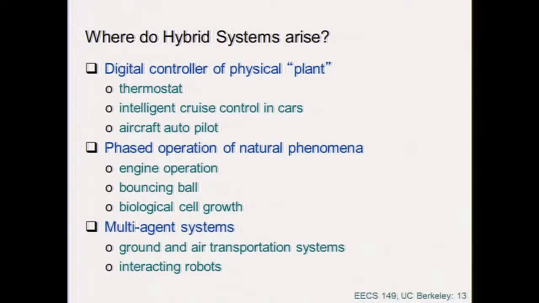Aircraft autopilot, something like intelligent cruise control in cars. Or phased operation of natural phenomena. I'll give you a concrete example which is actually used in designing controllers for engines in cars. Bouncing ball: if you have a ball and you let it drop, when it hits the ground, it deforms and changes its direction. That can be represented as a hybrid system. Biological cell growth, the same thing.